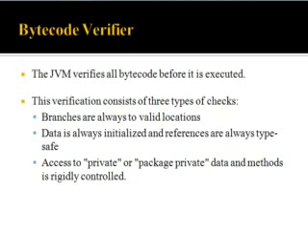Let us talk about the bytecode verifier. The JVM verifies all bytecode before it is executed. This verification consists of three types of checks. The first two of the three checks take place primarily during the verification step, which occurs when a class is loaded and made eligible for use. The third is primarily performed dynamically when data items or methods of a class are first accessed by another class.